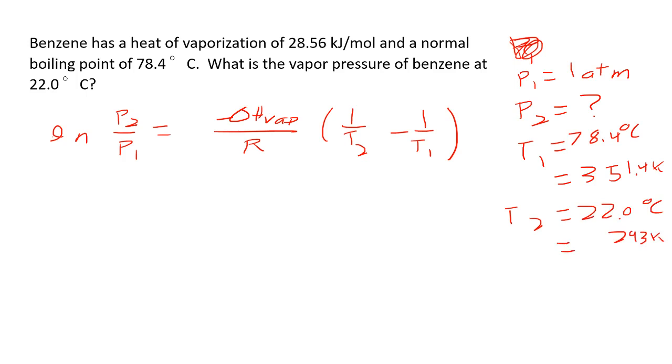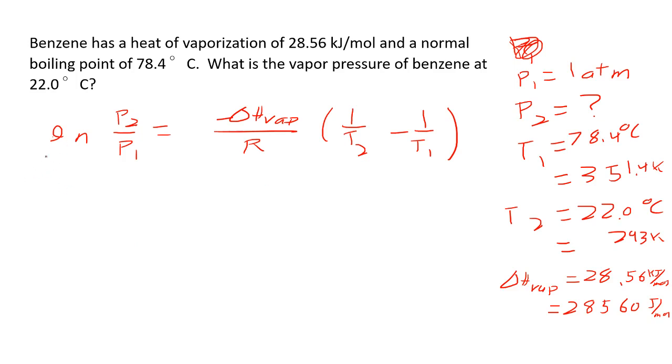So now we can do this a few ways. Oh, right, delta H vaporization. Delta H vaporization is equal to 28.56 kilojoules per mole. And I'm going to go ahead and convert that to joules, since I'm going to need that to match with my units for R. So I'm going to say that it's 28,560 joules per mole. So one option is to plug all these numbers in and then just keep solving things until you get P2 by itself. I am going to rearrange everything first, but you don't have to do that.